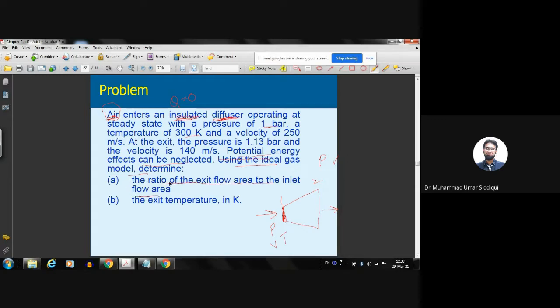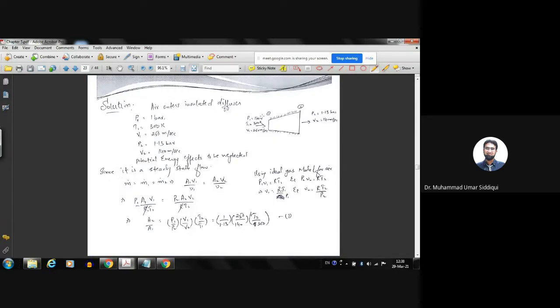So first of all, we need to find the ratio of exit flow area to inlet flow area. Exit means 2, flow area means A, so we are talking about the ratio A2 by A1, exit flow area to inlet flow area. This is something we need to determine, and also the exit temperature, T2. Before moving towards the solution, do you understand the problem statement? Yes, sir, it makes sense. Okay, so let's try to solve the problem.